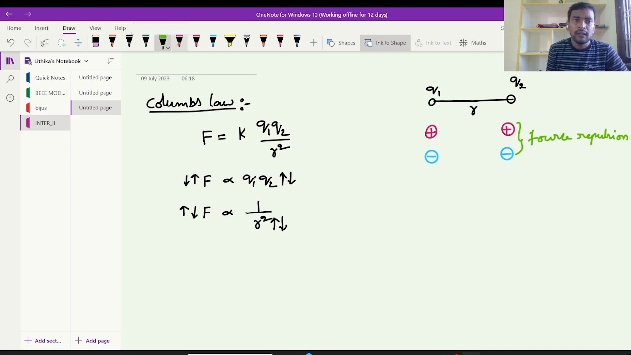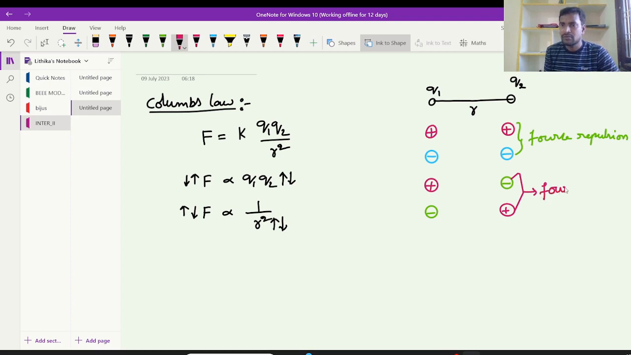Now let us take the first charge Q1 as positive and Q2 as negative. Now I'll assume Q1 as negative and Q2 as positive. There will be a force of attraction between these two charges.